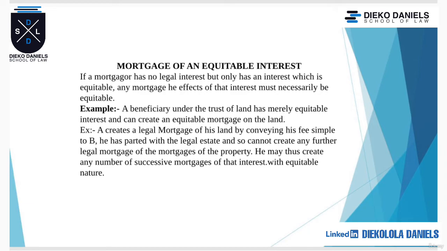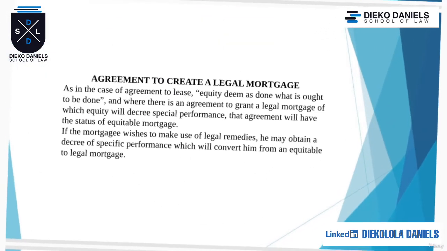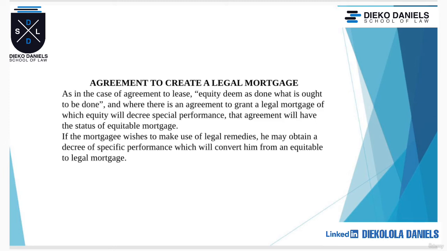Do you understand that? And then we go next to the second way by which we can create an equitable mortgage. And that second way is agreement to create a legal mortgage. As in the case of agreement to lease, equity looks on that as done which ought to be done. And where there is an agreement to grant a legal mortgage which equity would decree specific performance, that agreement will have the same status of an equitable mortgage. If the mortgagee wishes to make use of his legal remedies, he may obtain a decree of specific performance which will convert him from an equitable to legal mortgage.